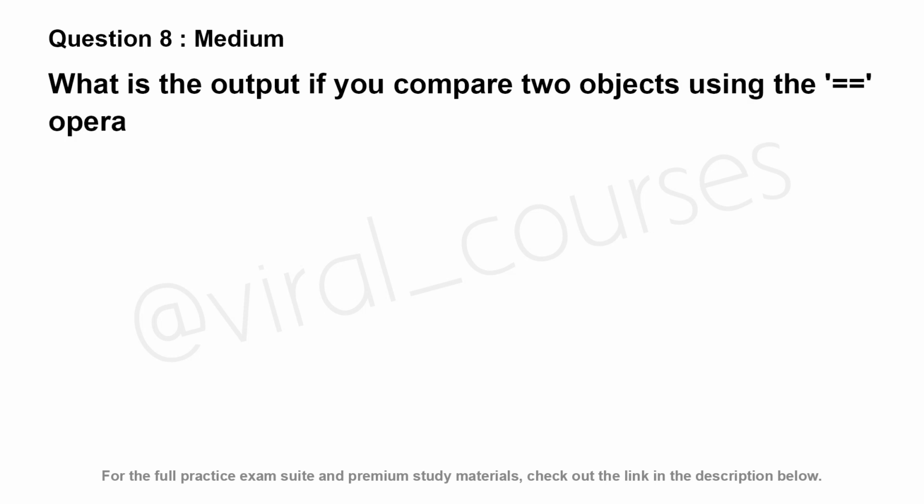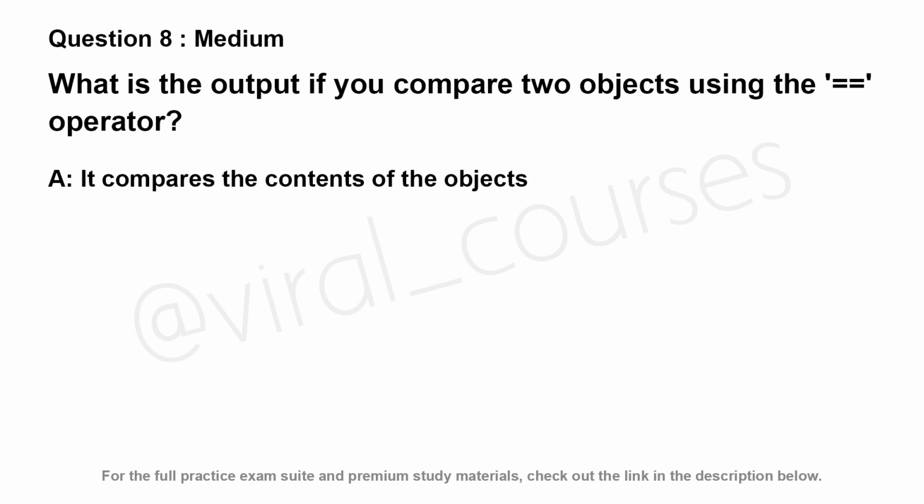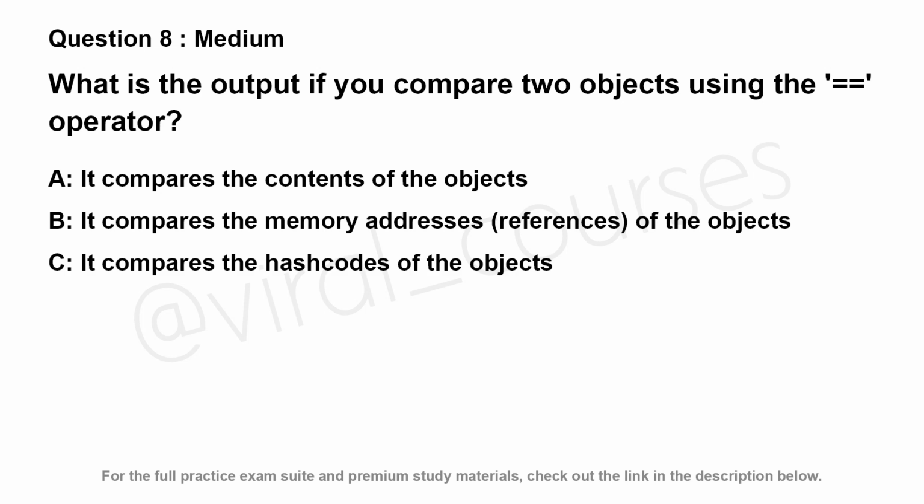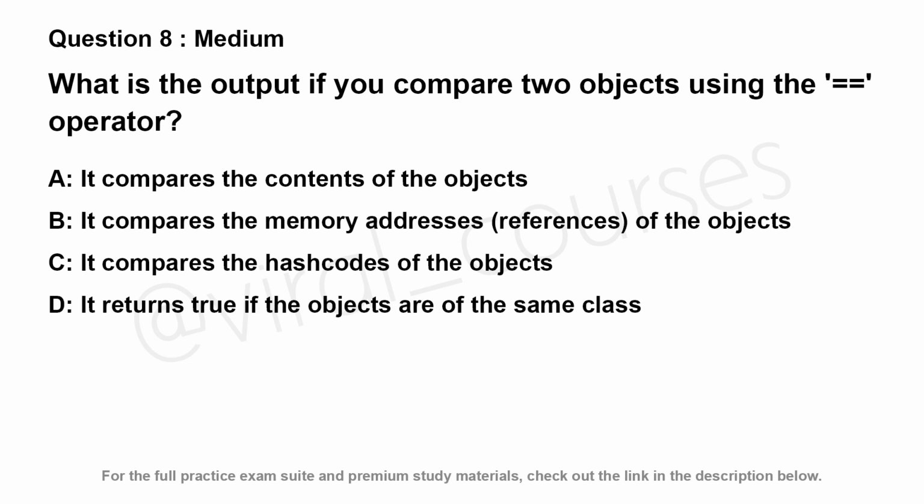What is the output if you compare two objects using the == operator? Option A. It compares the contents of the objects. Option B. It compares the memory addresses, references, of the objects. Option C. It compares the hash codes of the objects. Option D. It returns true if the objects are of the same class.